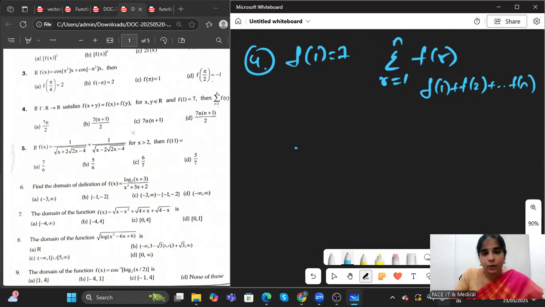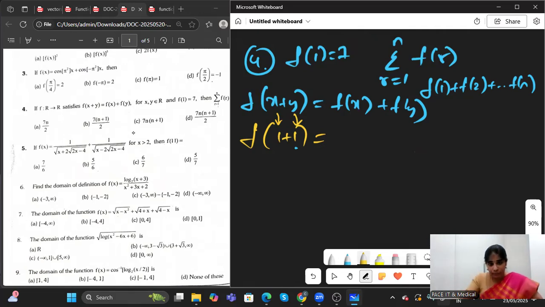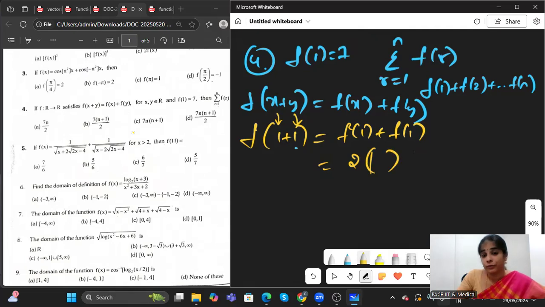Fine, perfect. I am given the function f of x plus y is f of x plus f of y, and I already have f of 1. If I take both x and y equal to 1, then f of 1 plus 1 is f of 1 plus f of 1, 2 times f of 1, and f of 1 is 7. So my f of 2 will be 14.